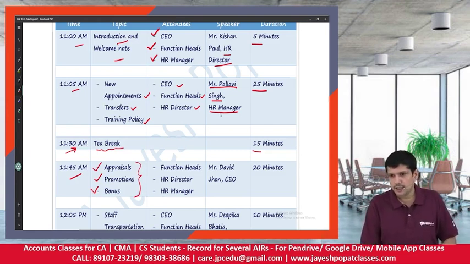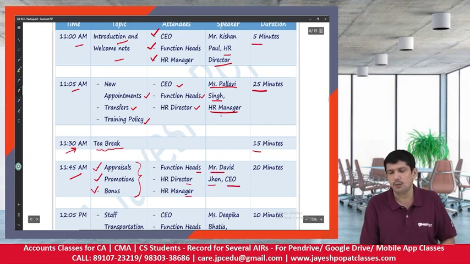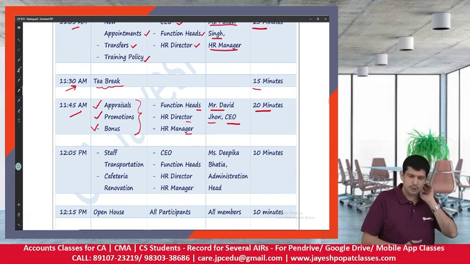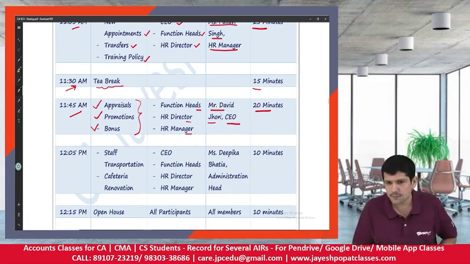Here the function heads will be there, the HR director, the manager is there, and Mr. David John, who is the CEO of the company, will discuss this particular matter: what should be the appraisal strategy, what should be the promotion strategy, how much bonus should be given to which employees, etc.